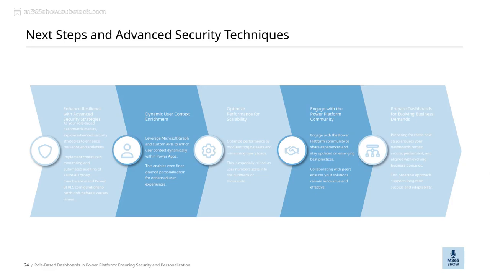Implement continuous monitoring and automated auditing of Azure AD group memberships and Power BI row-level security configurations. This proactive approach helps you catch potential issues early, before they cause disruptions. Together, these steps form a comprehensive approach to ensure your dashboards are not only secure, but also adaptable and resilient in the face of evolving business and security landscapes.